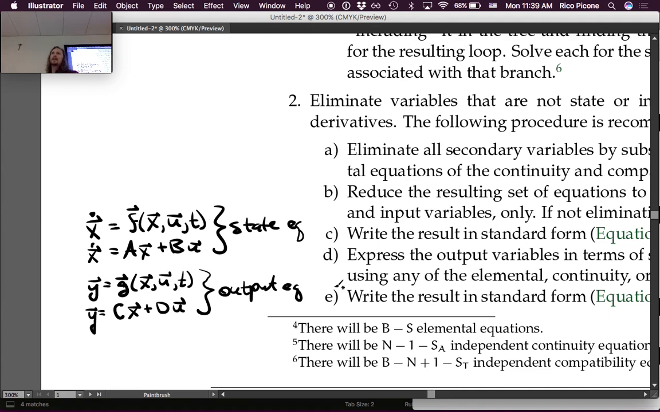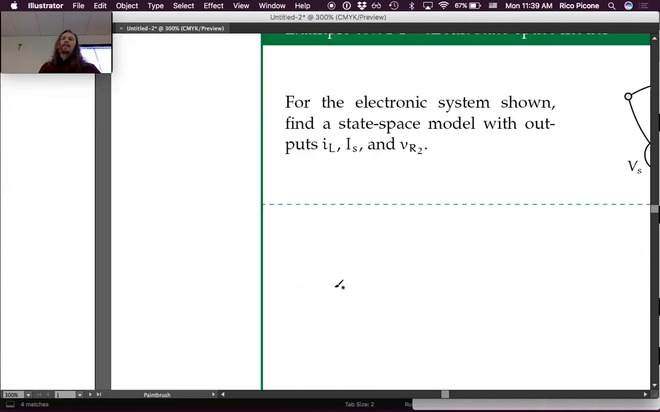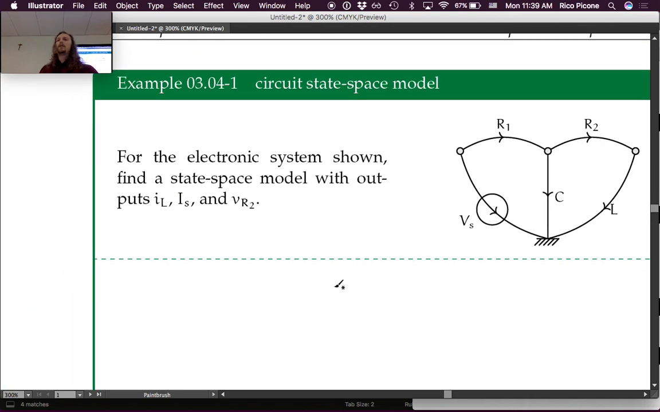So we're going to start an example today. We're going to do step 1, so 1A through G of an example. We're going to use the same linear graph that we used as our inline example for the normal tree. So for the electronic system shown, find a state space model with outputs IL, IS, and VR2. Okay, so 3 outputs.